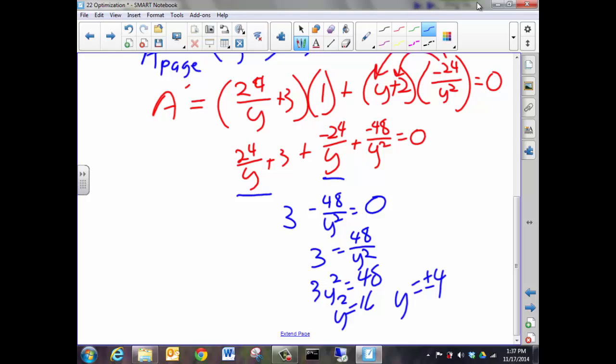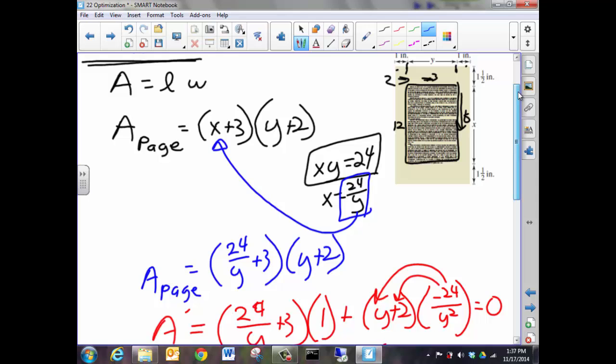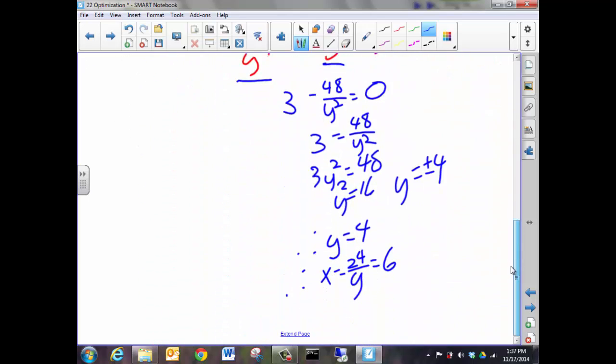So, yes, ma'am? Can we assume it's only going to be positive 4? That's a good question. Can we just assume it's only going to be positive 4? Why is that? Yeah, we're talking about how wide something is or how long something is, right? Nothing is negative 4 long. So therefore, y equals 4. Therefore, x, which is 24 over y, equals 6. So the dimensions need to be 4 by 6 long. Would you agree with that assessment?